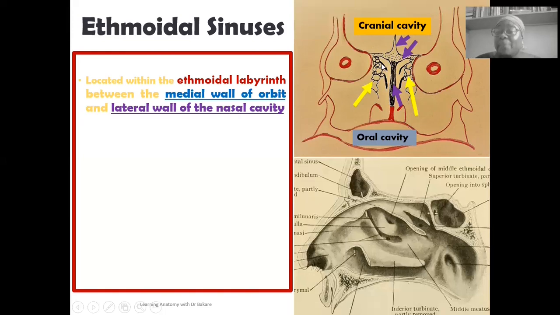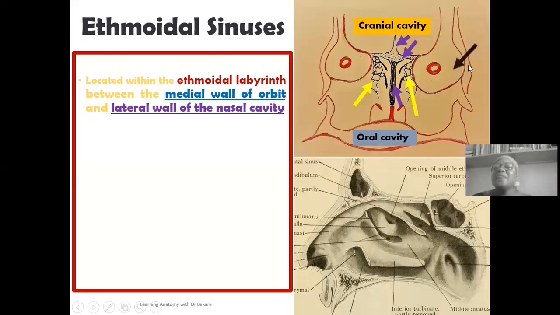Because the ethmoidal labyrinth is seen at the lateral part of the ethmoid bone, where we have this perpendicular plate of ethmoid there. You have the cribriform plate up here, then you have the crista galli as an extension above the cribriform plate of ethmoid. So this is the configuration of the ethmoid bone. So now you can see specifically the region of the ethmoid where the ethmoidal sinus is located.